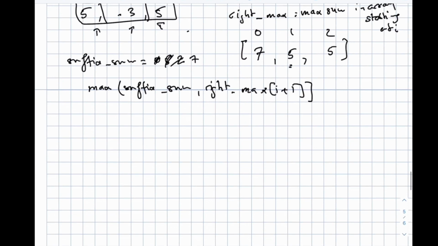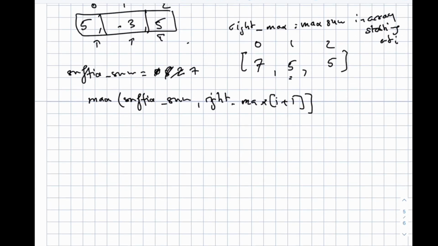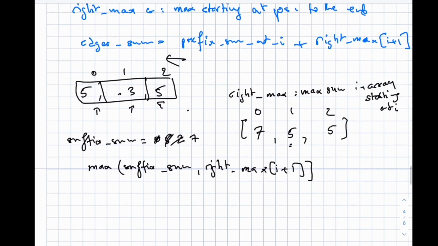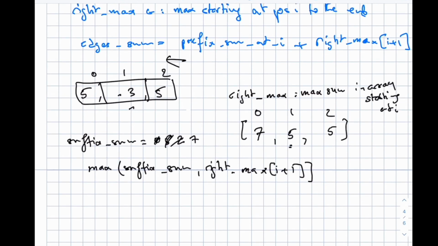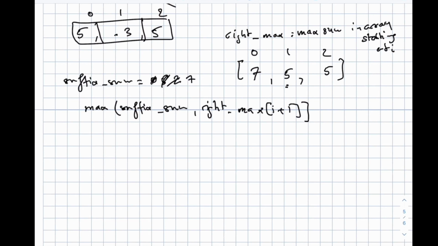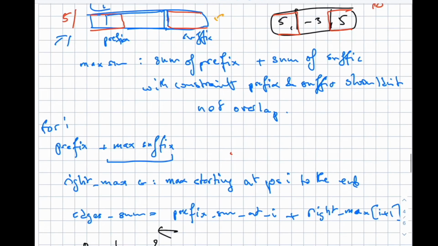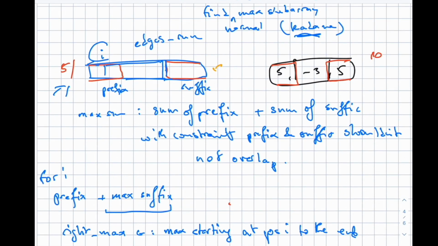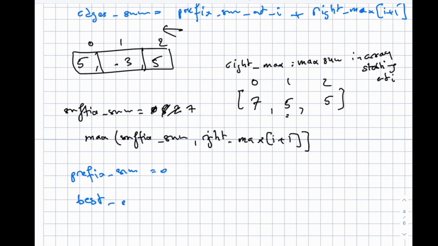Okay, so now that we have our right max, we will need to do the prefix. So we move I now from left to right, and we do the prefix. So let's do our prefix. We have prefix sum equal to 0 first, before starting. And now each time we want to have the best edges sum. Edges sum basically means it's a combination of a prefix and a suffix. And so our best edge sum, initially, let's just put it at minus infinity so that any value can be the max, right?